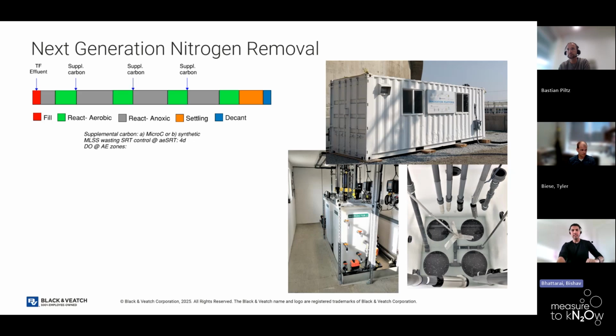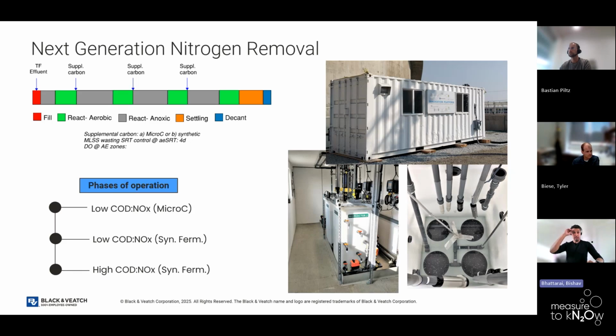And during this time, we tested 2 different types of carbon sources, and I'm going to talk about that later in the slides. The 2 carbon sources were Micro C, which is glycerol-based Micro C 2000, and synthetic fermented, which is basically a cocktail of different VFAs based on some of the fermentation tests that we have been running in the same plant as well. And we operated with a low C2N dosing, not the wastewater influent, but low C2N dosing in those respective anoxic phases.